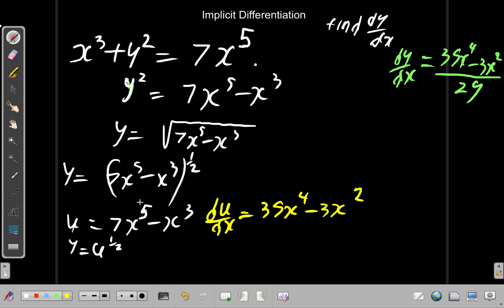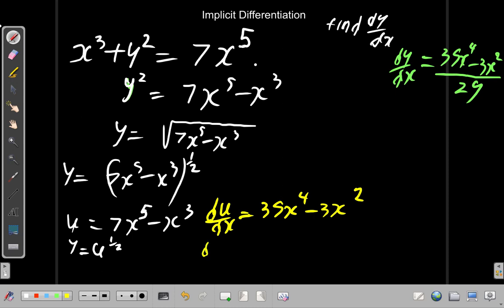You see that? Multiply by 5. 5 sevenths 35x to the 5 minus 1 give you 4. Minus 3 times x would be 3x, 3 minus 1, 2. So that's du by dx. So the 7x to the 5 minus x cubed, when you differentiate it, you get 35x to the 4th minus 3x squared. What about the y equal u to the 1/2?